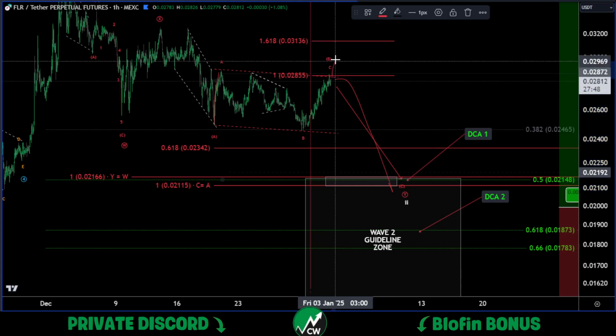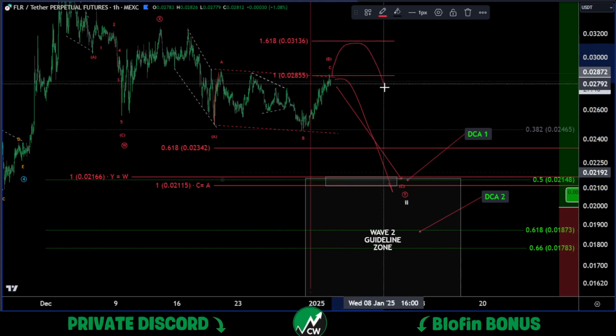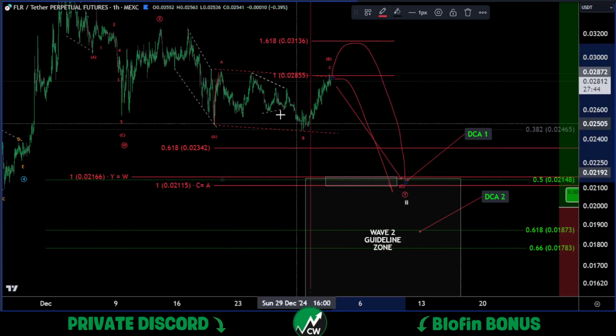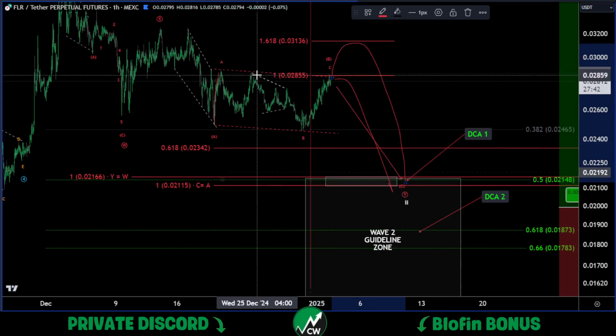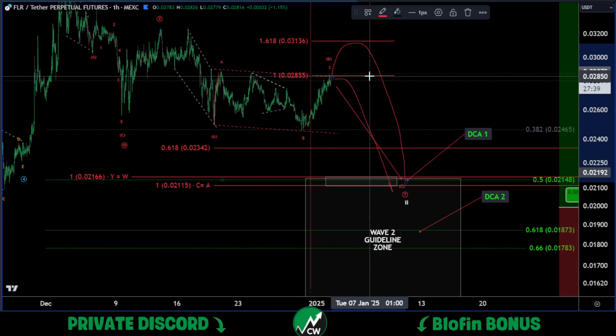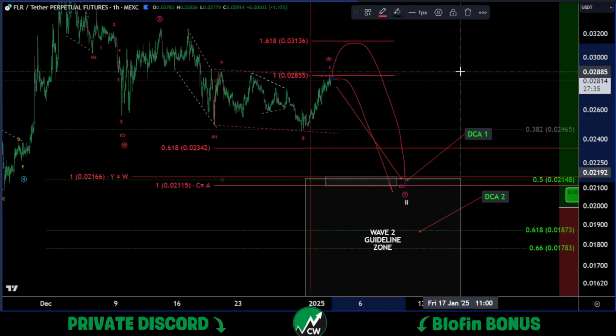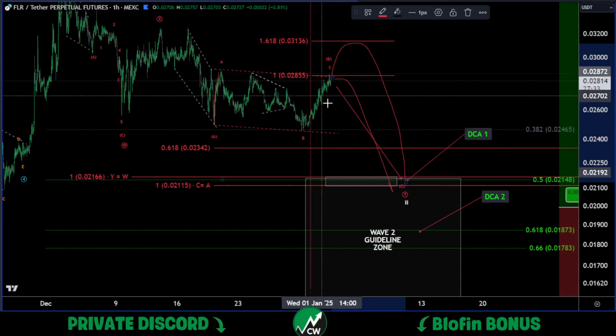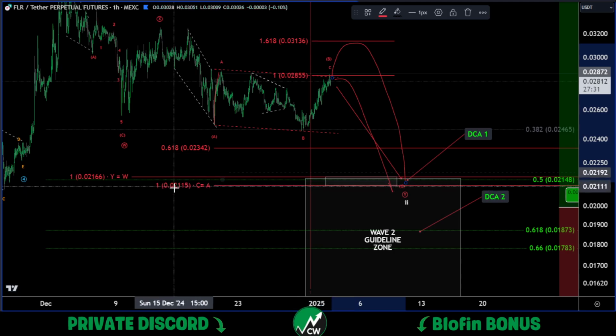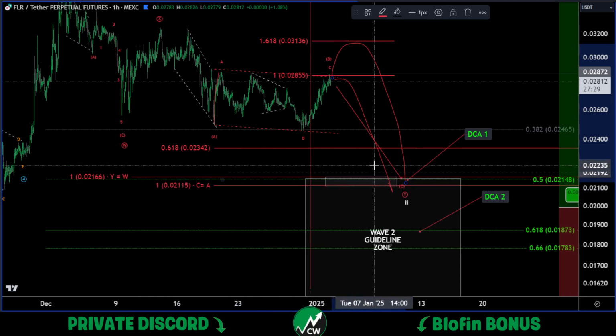Now, we can make an expanded flat up around 3.136 cents. That's just where our C wave comes above our A wave. Running flat is where it doesn't. So within this zone, we can roll over and hit that target where this W wave equals our Y wave and the C wave equals A.